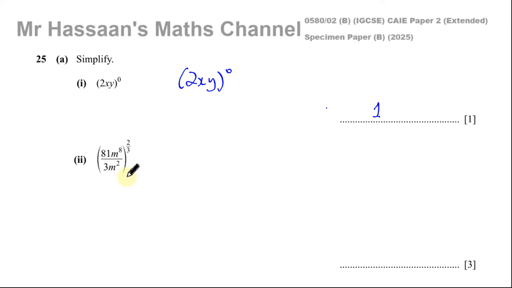Now part 2, we have this fractional index and this fraction inside the bracket. What you should always try to do in a question like this, to make your life easy, is simplify what's inside that bracket first. So we have 81 over 3. If you weren't sure that 81 is divisible by 3, you should be able to check.